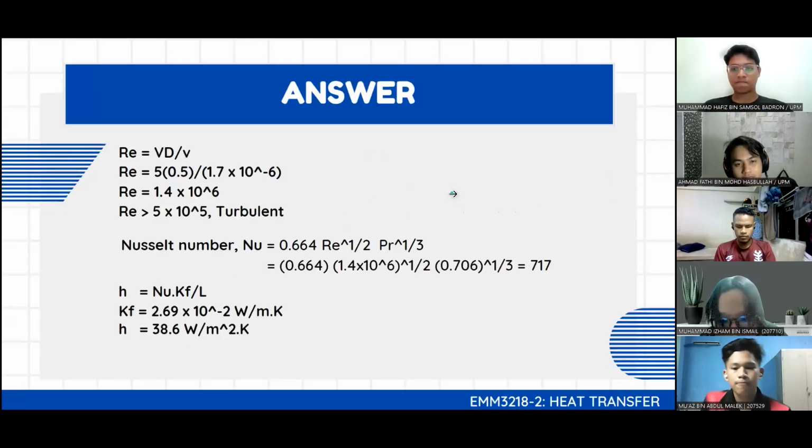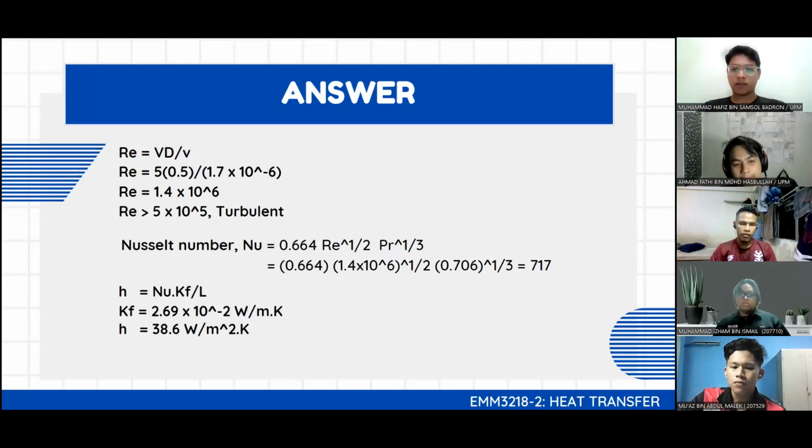Next slide, please. Firstly, we will begin to calculate the Reynolds number to define the flow of the air. Is it turbulent or laminar? Since the obtained value of Reynolds number is over 5 times 10 to the power of 5, it is considered turbulent. Then we proceed with calculating the Nusselt number to find the convection coefficient value.